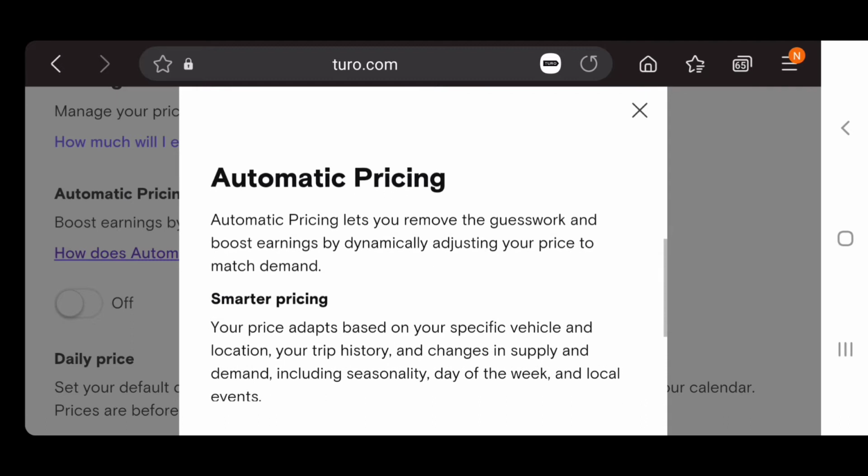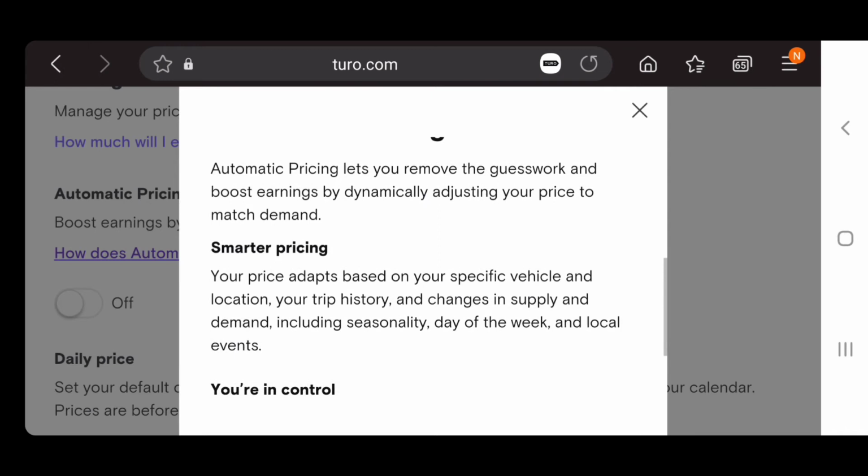And this is where, when you turn this on, you get automatic pricing, where it says automatic pricing lets you remove the guesswork and boost earnings by dynamically adjusting your price to match demand. Smarter pricing. Your price adapts based on your specific vehicle and location, your trip history, and changes in supply and demand, including seasonality, day of the week, and local events.